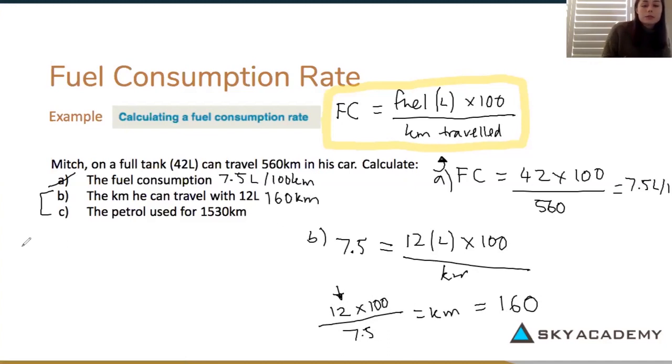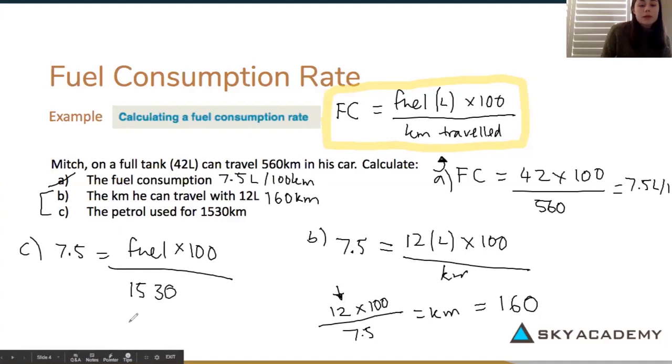Now let's do question C. We need to find the petrol used for 1,530 kilometres. So we know our fuel consumption to be 7.5, we need to calculate the fuel. The fuel is just the petrol. So we don't know what that is. We're going to times it by 100, and we're going to do it over our kilometres, which is 1,530.